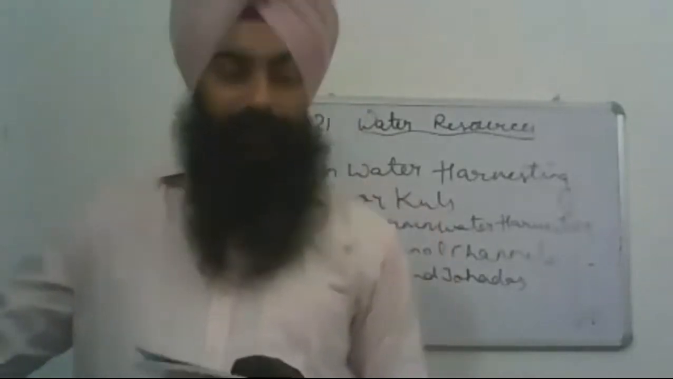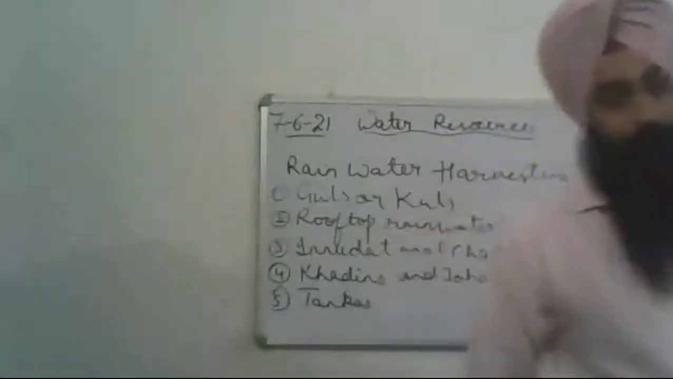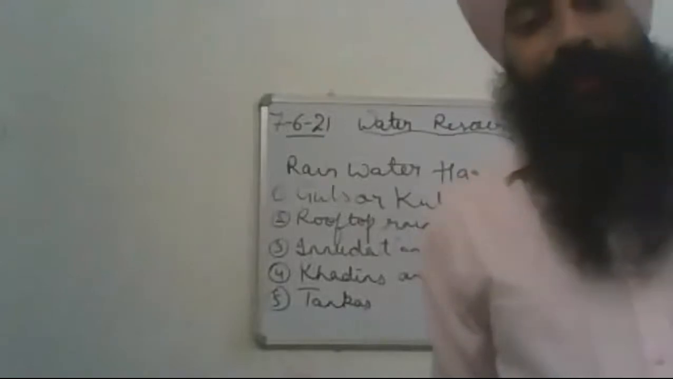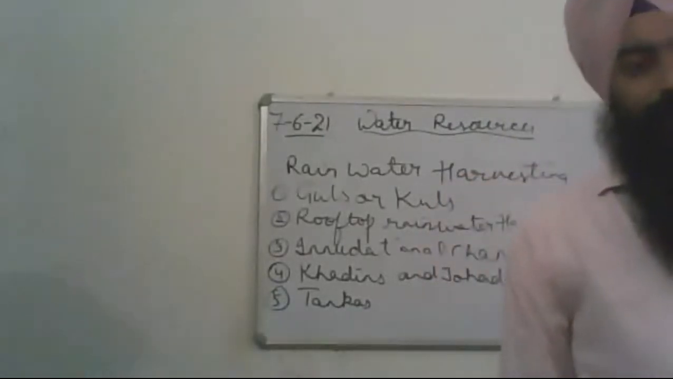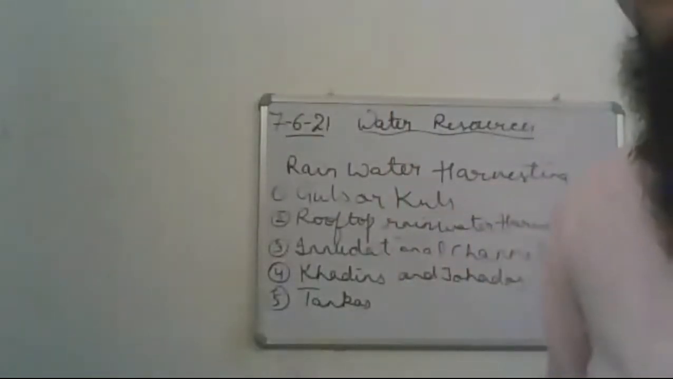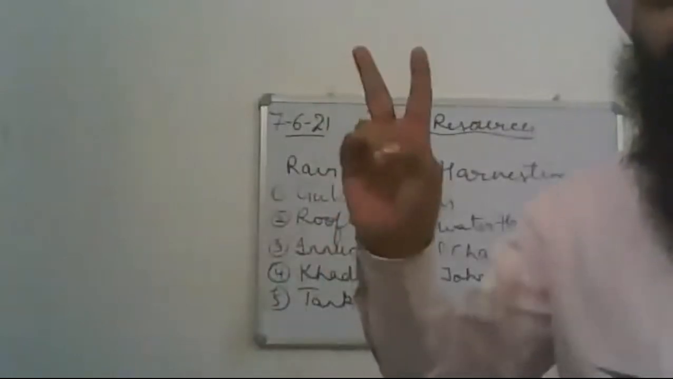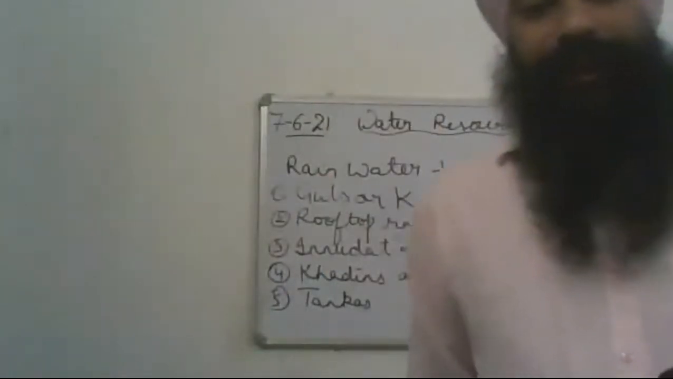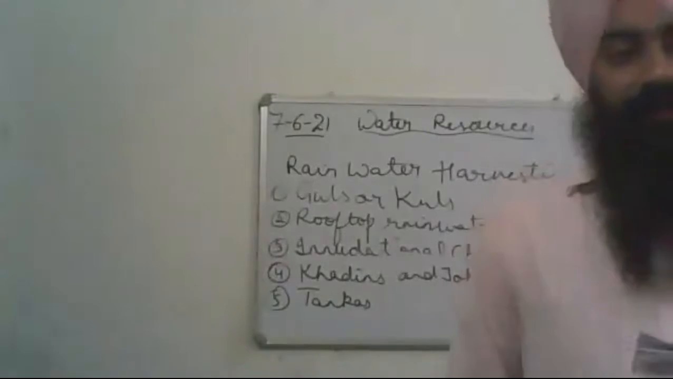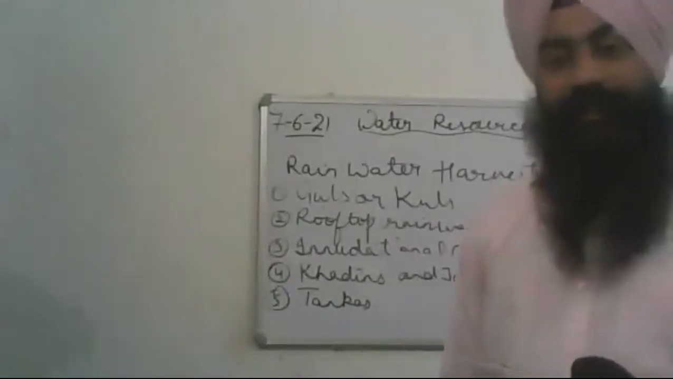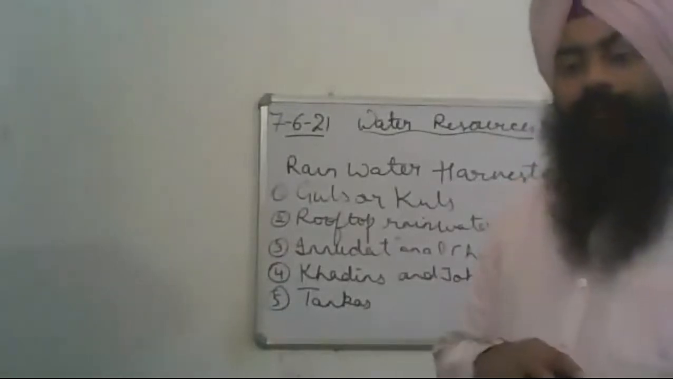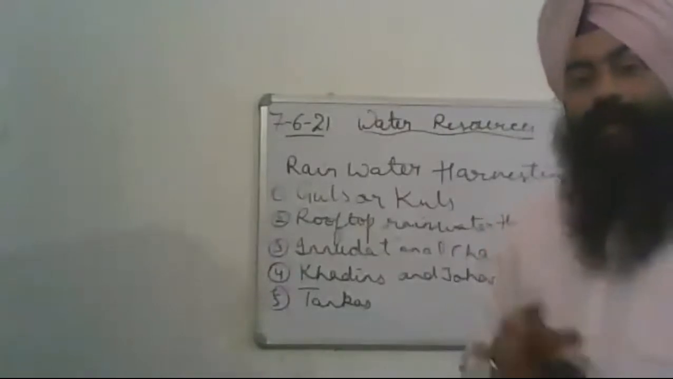Clear? So what are the advantages? Rainwater is generally used for the completion of different needs of society, like domestic, industrial, and agricultural needs. Second one, it increases the amount of underground water table and raises its level. Rainwater harvesting techniques recharge the underground water level and reduce the impact on it.